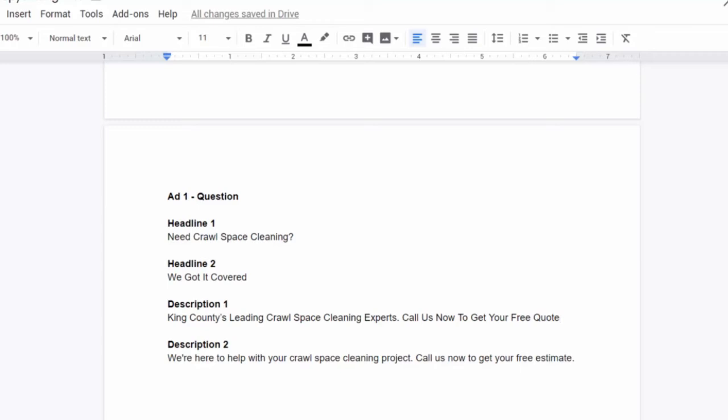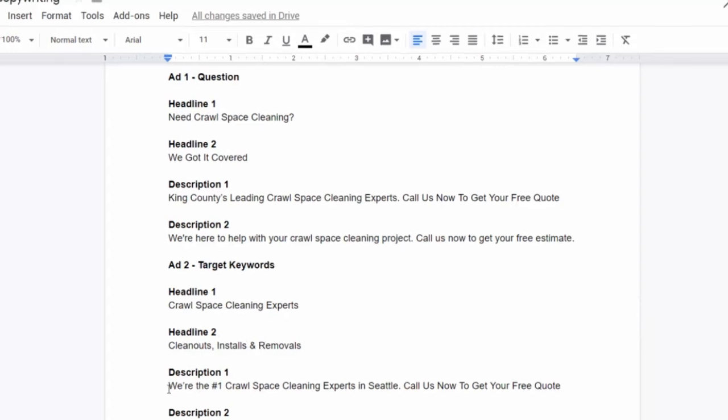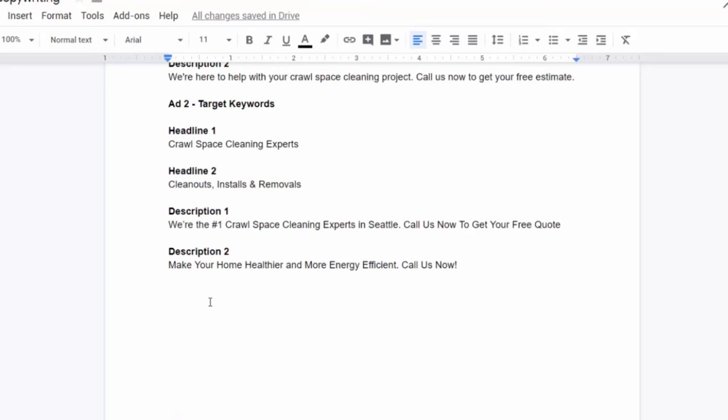And then now let's look at ad number 2. So ad number 2, this is where we're just targeting the keywords. So crawl space cleaning experts, right? We have the keywords right here. And then we have headline 2, clean out, installs, and removals. And then we have description 1 here, where we have, we're the number 1 crawl space cleaning experts in Seattle. Call us now to get your free quote. And then description 2, make your home healthier and more energy efficient. Call us now. So now let's take a look at ad number 3, and this is going to be a direct benefit. So let me go ahead and get that over here.